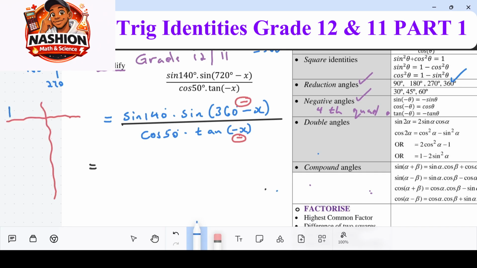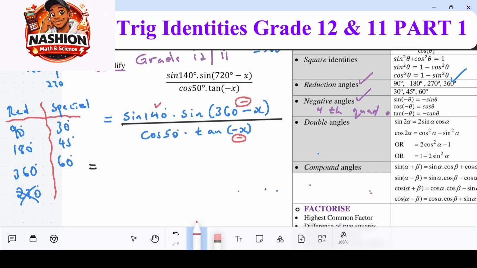Watch this. Remember, we have reduction angles and special angles. Reduction angles are 90, 180, and 360. Remember, 270 in the CAPS curriculum is not applicable, but if you may know, it works exactly like 90 degrees. Special angles, we have 30 degrees, 45, and 60 degrees. These are the usual special angles we work with. So what we do, guys, we pick one reduction angle and one special angle. When we add or subtract them, they must give us 140 and they must give us 50.